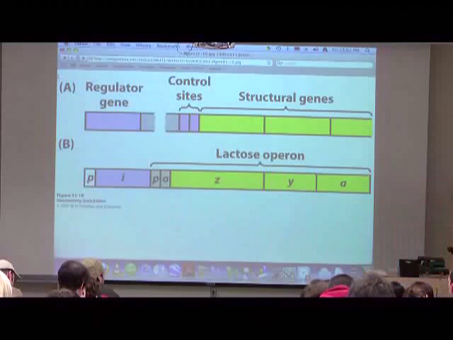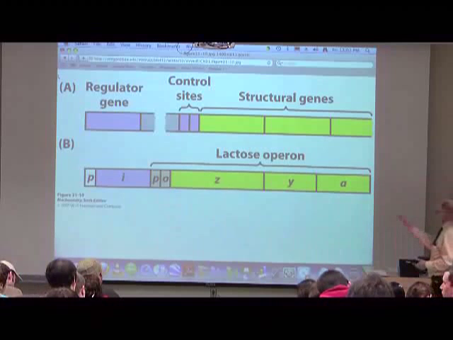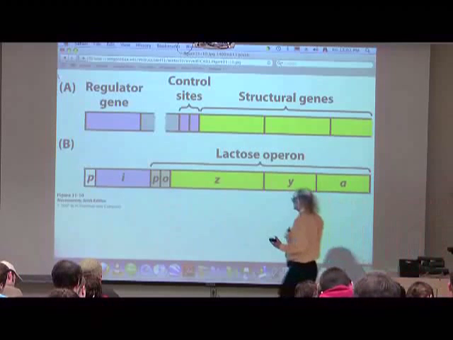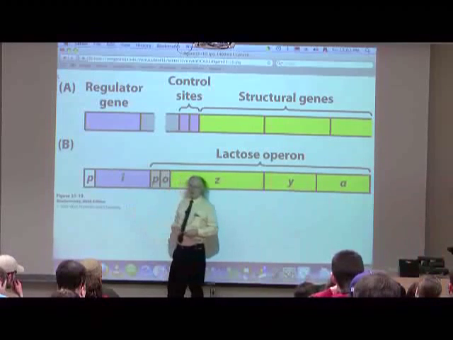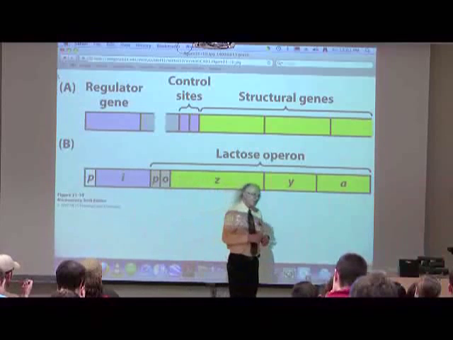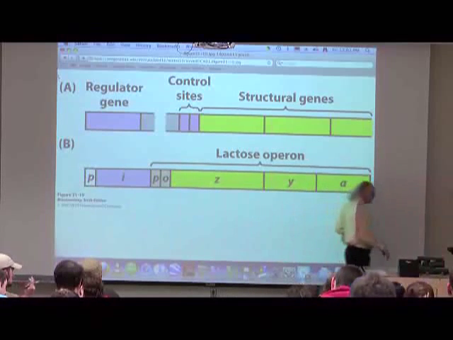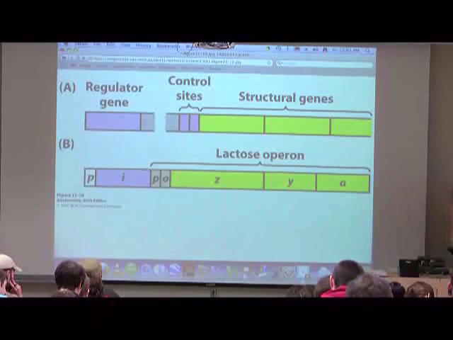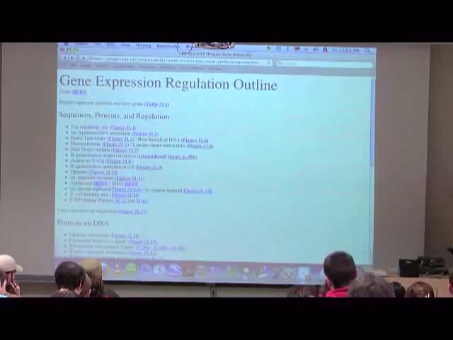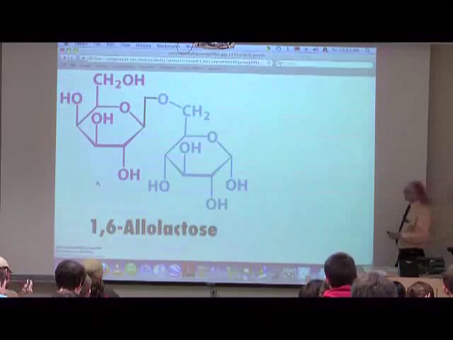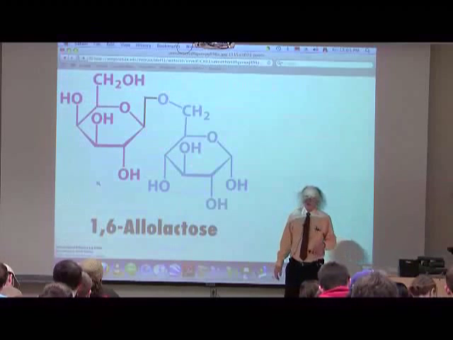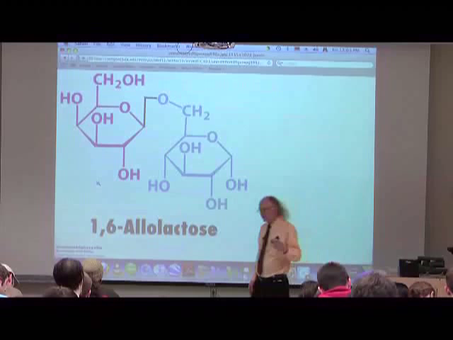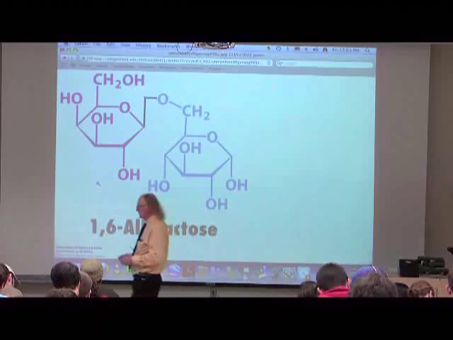Because the net effect is that when lactose is present, then it binds, the repressor is inactivated and transcription can occur. Okay? So allolactose, if we take a look at it, looks like this guy. This is the molecule that's binding. It's related to lactose. It's a modified form of lactose, and it is the actual molecule that binds to the repressor.